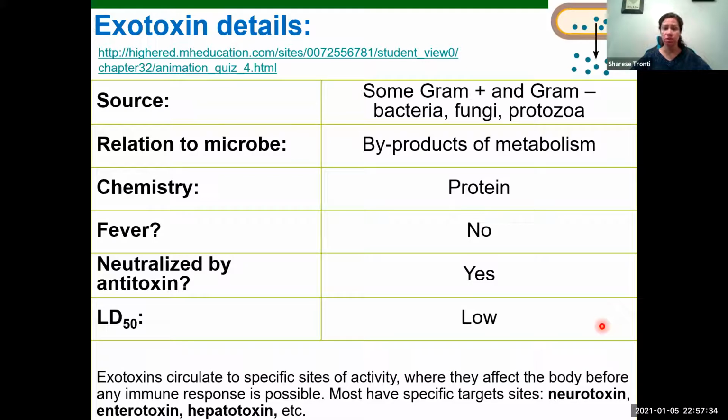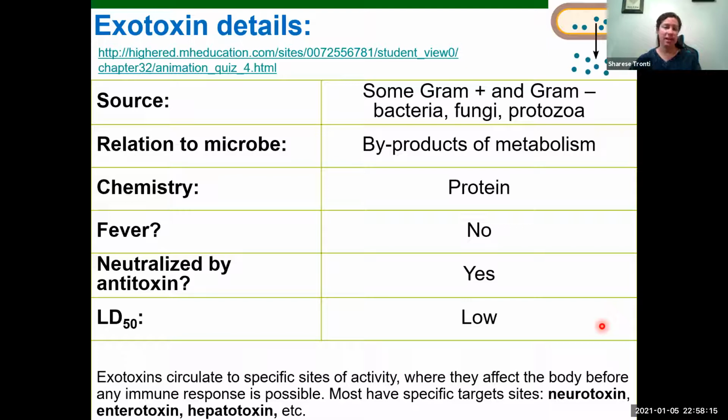So this is just a review of all of the things for exotoxins. They're produced by both gram-positive and gram-negative bacteria, and fungi and protozoa. They're a byproduct of metabolism. So they are produced to be secreted to have their effects on the host. And they're proteins that are being produced and secreted. They don't cause fever or the immune response. They can be neutralized by antitoxin, and they have a low lethal dose, so they're much more potent.